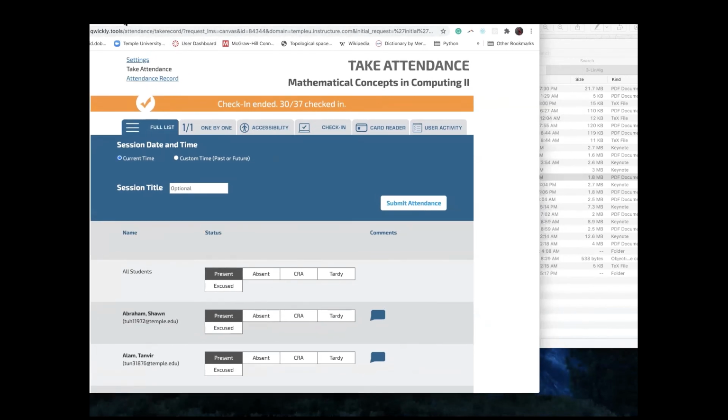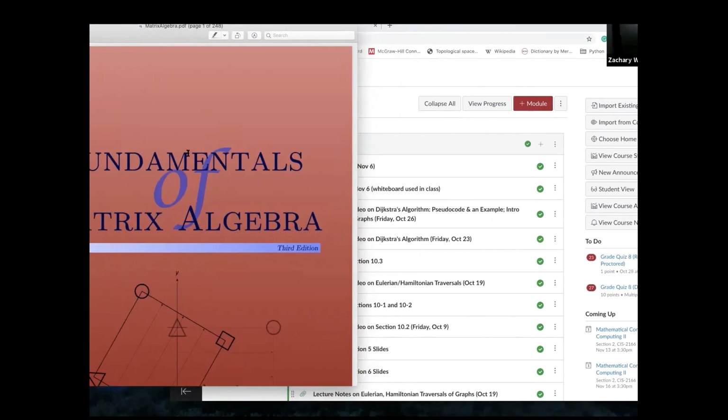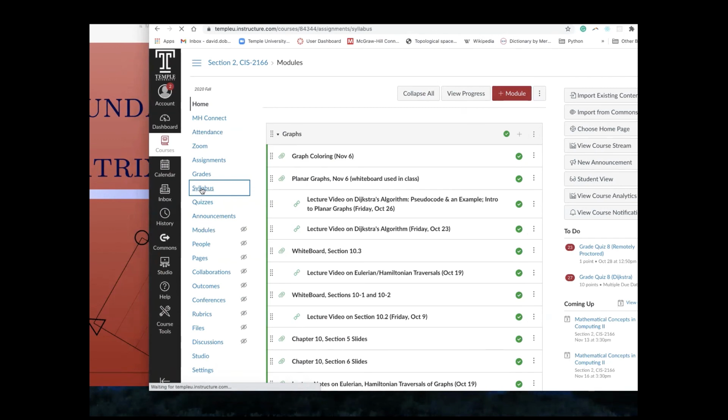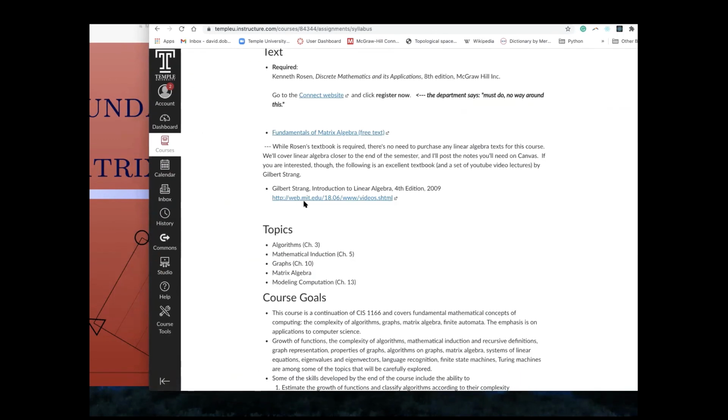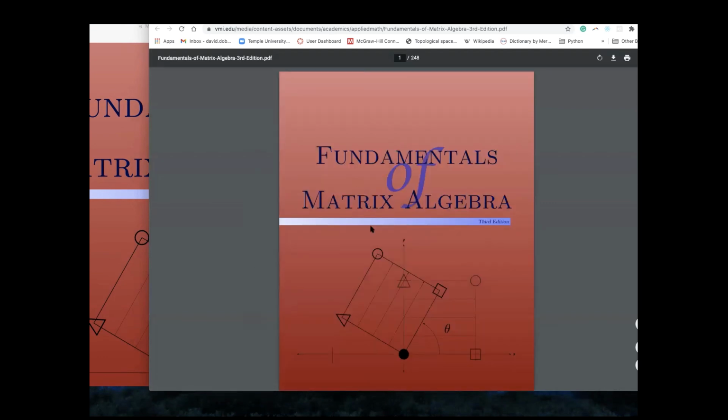Okay, so here's the textbook. I have it somewhere here. Where is the textbook? It's posted on Canvas. Where can you access it from? From the syllabus. You go down to syllabus, maybe it's in files there somewhere too, but here it is, the Fundamentals of Matrix Algebra. That's your textbook.